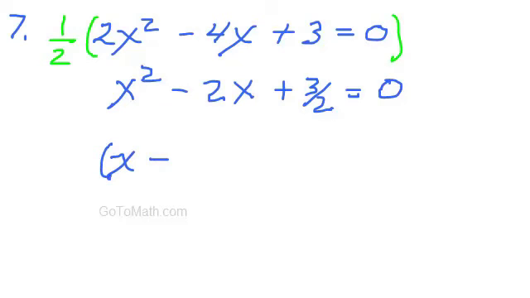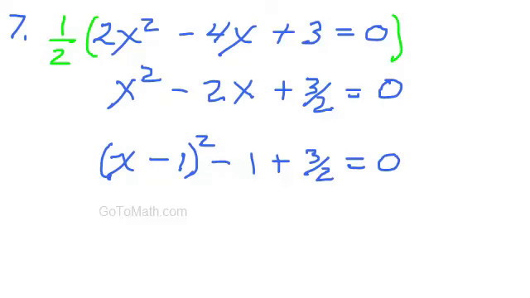Now we want to take half of this. Okay, so half of 2 is just 1. Minus, remember we always put a minus sign here, and then we square this number, and that's just going to end up being 1 because 1 squared is 1. And then we'll go ahead and write the plus 3/2 is equal to 0.